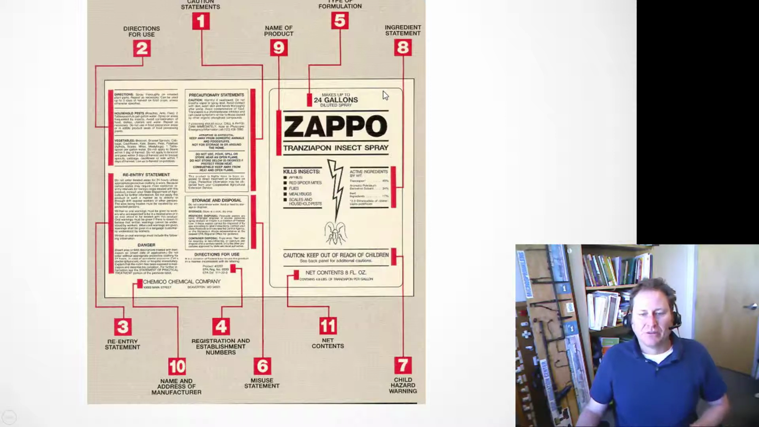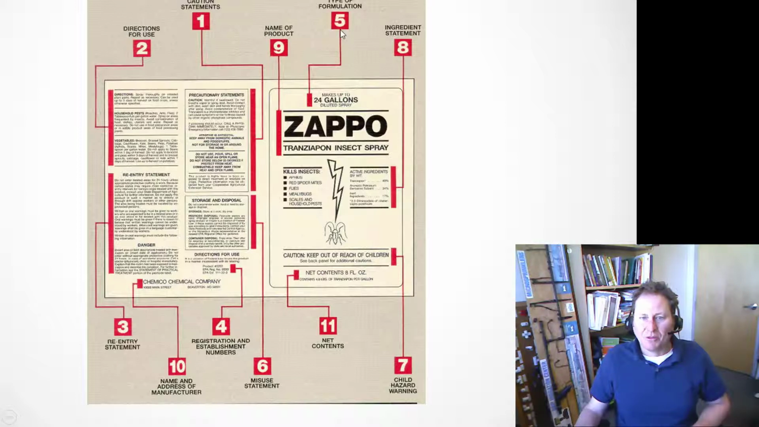Here's the label. Here is a product called Zappo. It's an insect spray, and if you go through these 1 through 11, you'll see the caution statement. You'll see number 2, the directions for use. You have the re-entry statement, and a lot of times with the re-entry, there's also a pre-harvest interval. Re-entry is the REI, the PHI is the pre-harvest interval. So if something is sprayed and there's a period of time before you can consume or harvest that product, that's part of the PHI. Okay, registration and establishment numbers.